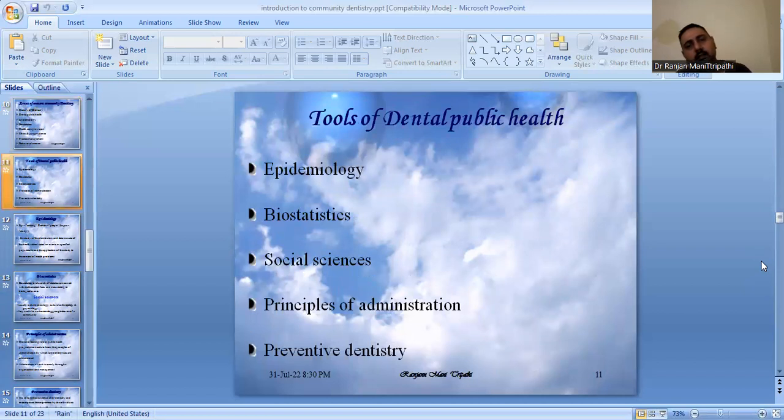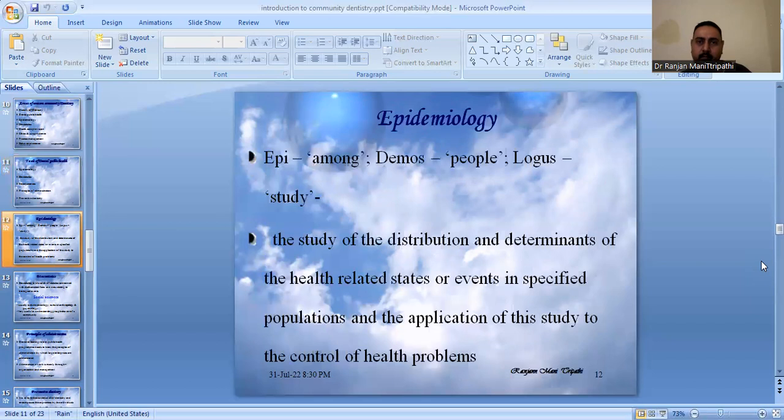After this, we have a few tools of dental public health. It contains epidemiology, biostatistics, social sciences, principles of administration, preventive dentistry. So now we should know first of all what epidemiology is.